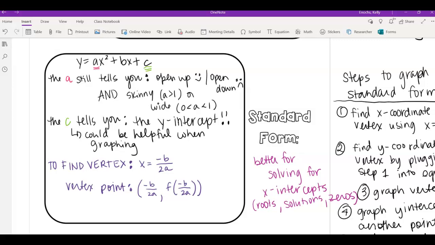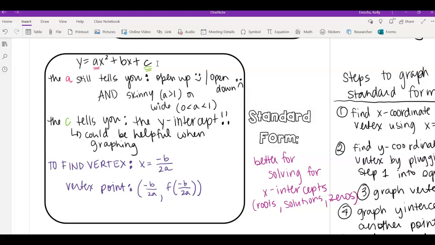All right, so what is standard form and what does it look like? Standard form is the form of y equals ax squared plus bx plus c. Notice there's no parentheses here. That's kind of how you can visually tell the difference between the two. Vertex form has the parentheses and standard form does not.